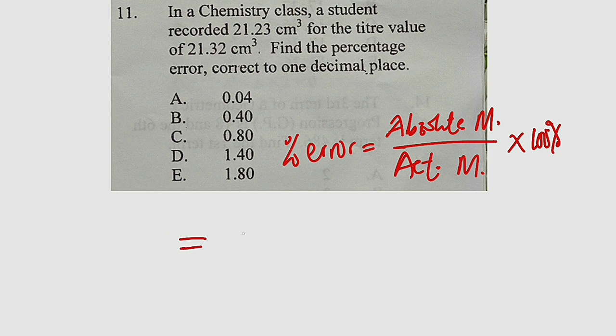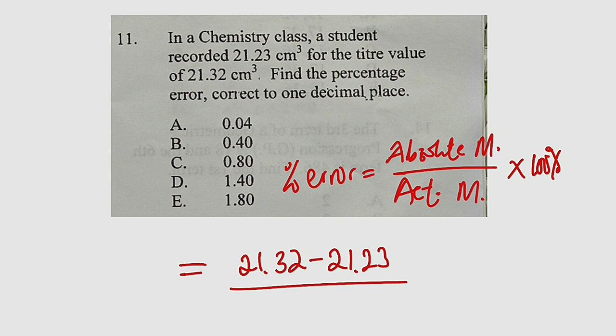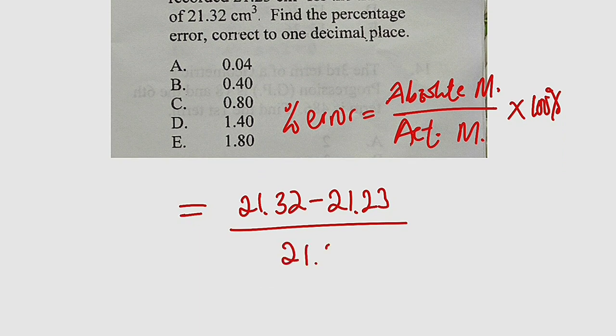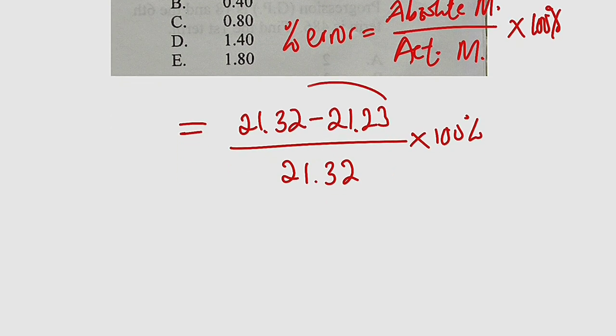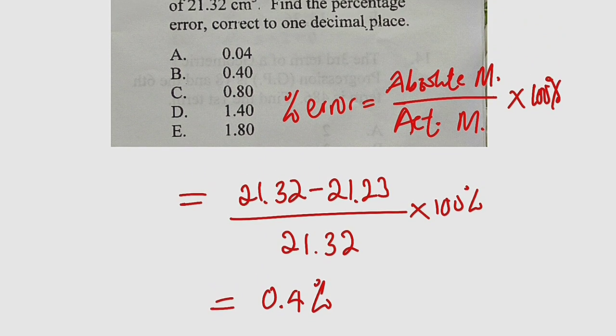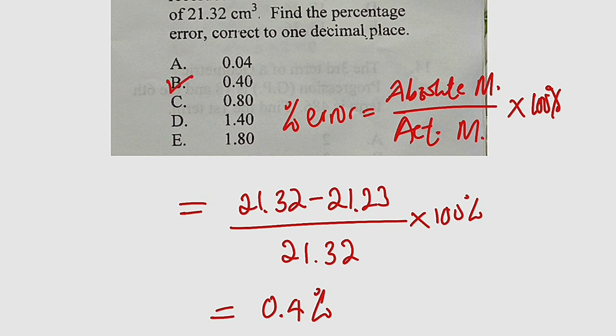So this is equal to the big one, which is 21.32, minus the small one, which is 21.23, divided by the actual one. This is the actual one because the student measured this instead of this. So it should be this one. This is the actual measure, 21.32. Then times 100%. If you take your calculators, evaluate the whole of this, you're going to get 0.4 exactly percent. So this is the percentage error 0.4, which we have as option B. Remember, the 0 is insignificant. The only mistake here, they're supposed to attach percentage here.